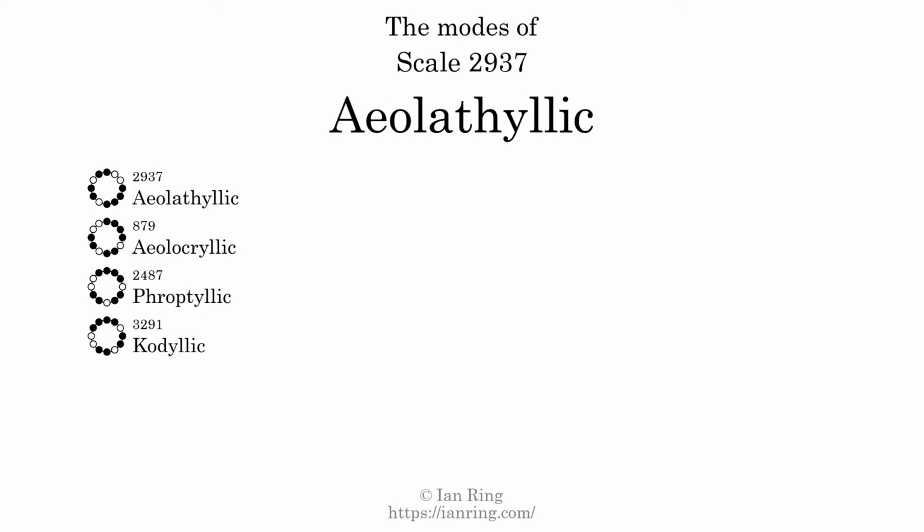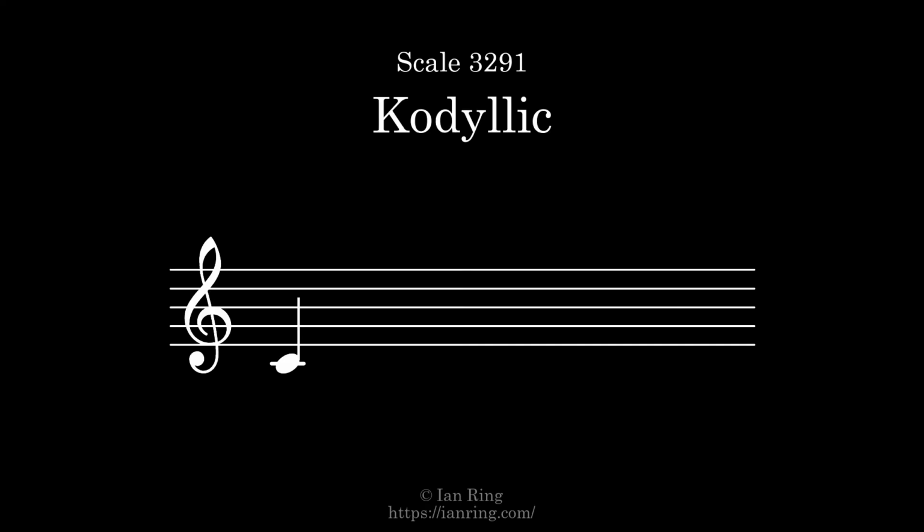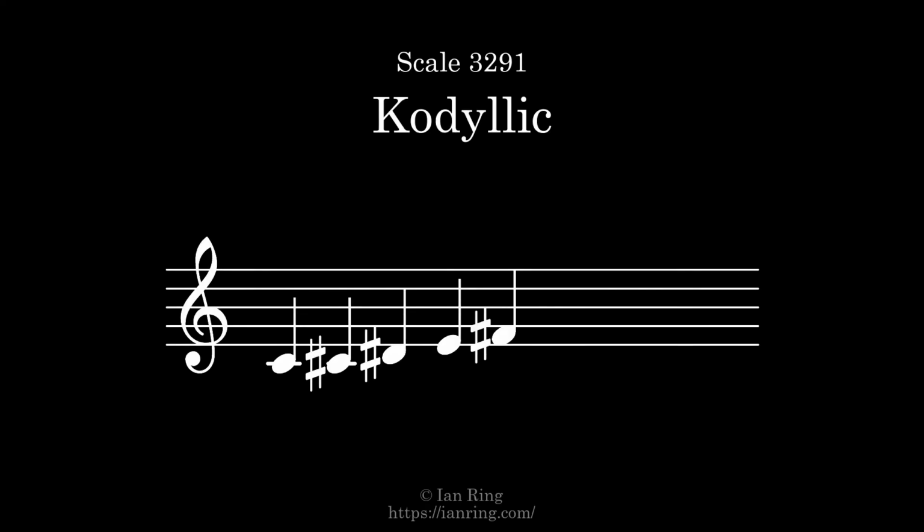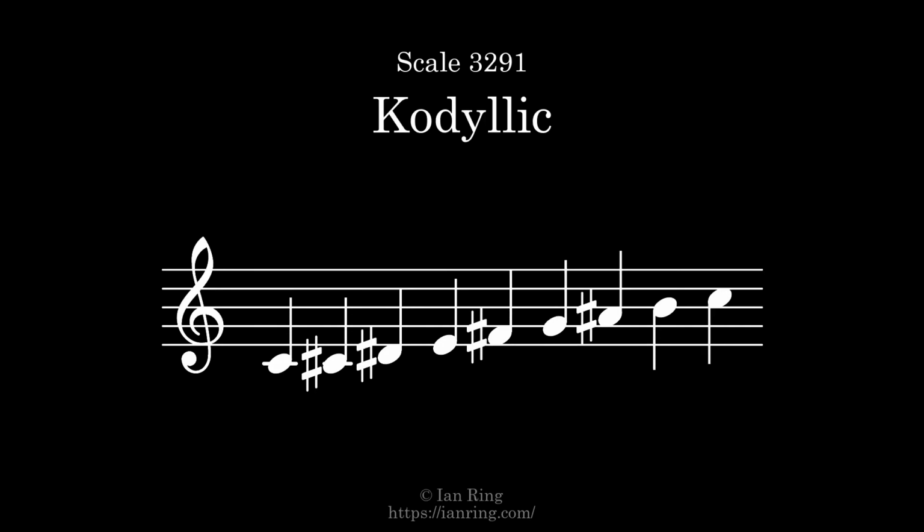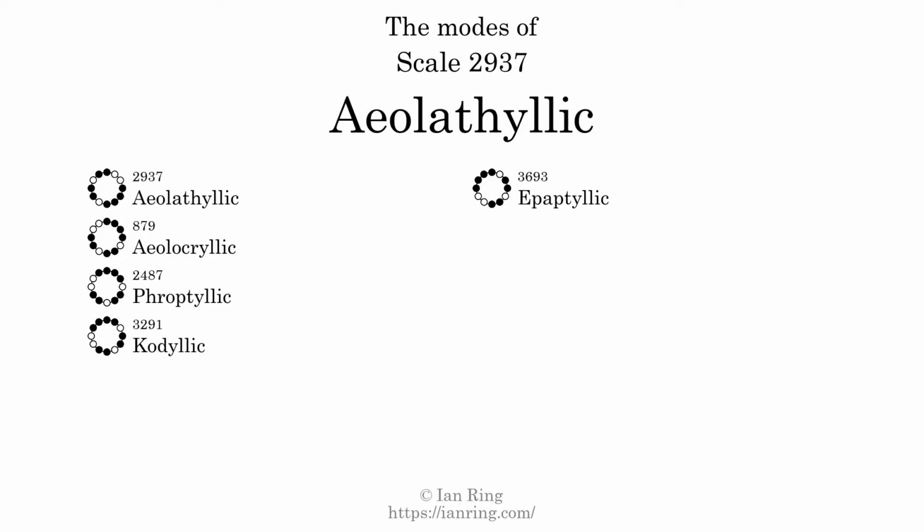The fourth mode is scale 3291, also known as octatonic. It sounds like this. The fifth mode is scale 3693, also known as Imperfections. It sounds like this.